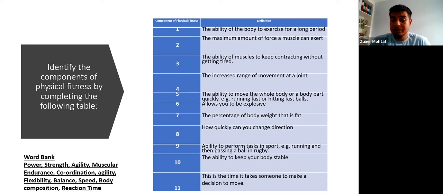Question 4 is flexibility. Question 5 is speed. So running fast or hitting fast balls, such as in baseball, or running fast if you're a 100-meter sprinter, such as Adam Gemili for Great Britain or Usain Bolt. For those of you who know a bit about sprinting. Question 6 allows you to be explosive, power. So sports such as javelin, shot put, discus.